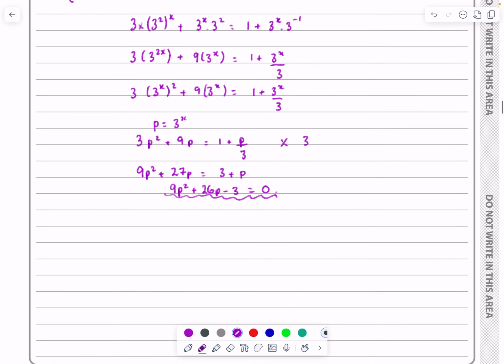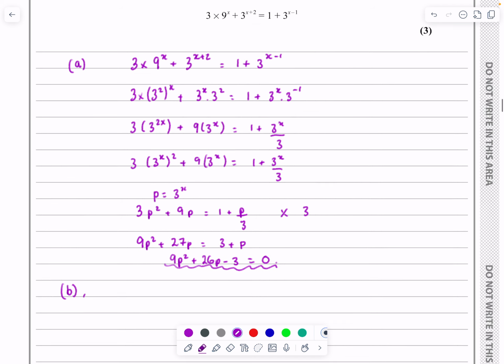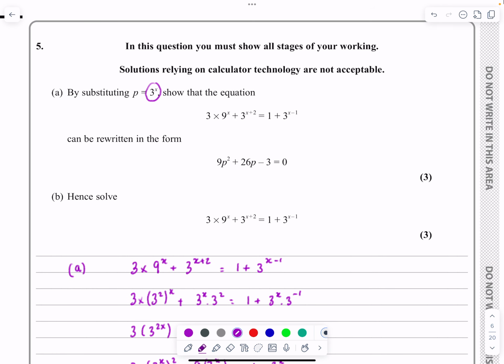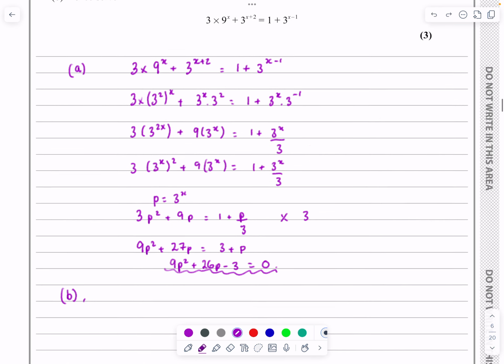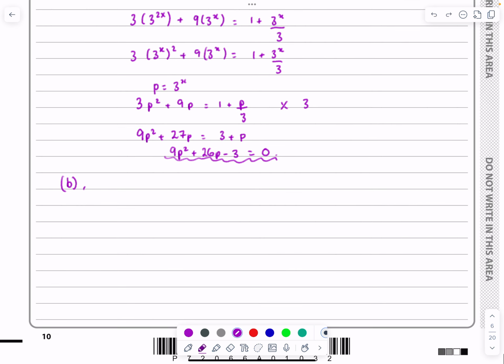For part B then, part B says, can we solve the equation? So if we're solving this equation, we're solving this equation. And I'm going to show you, I won't keep it all in my answer, but I'm going to show you how to do this factorising then. So 9p squared plus 26p minus 3 equals 0.